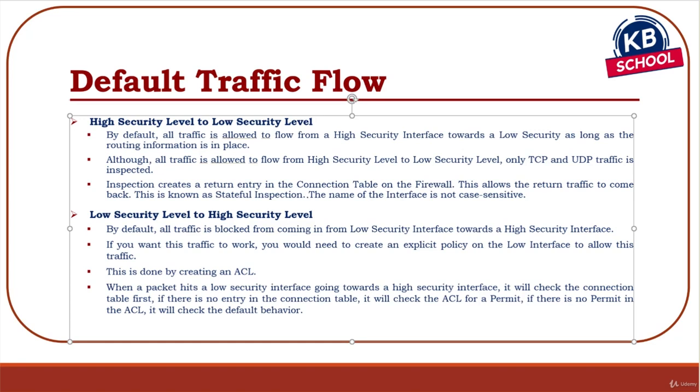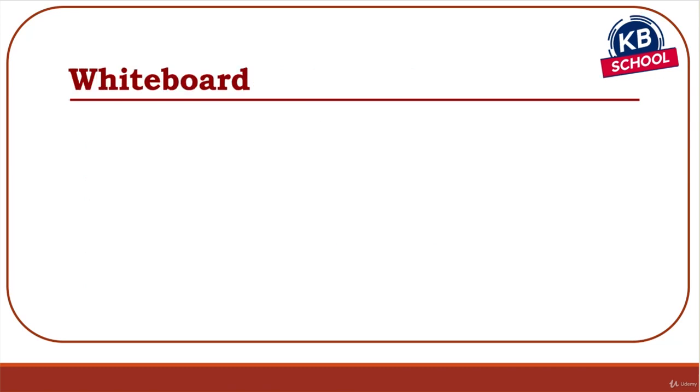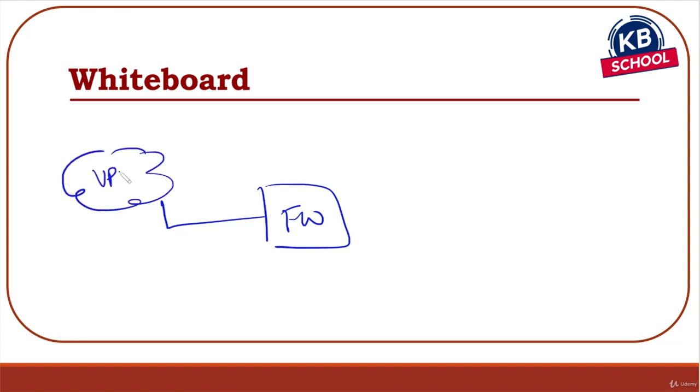The other thing that we also discussed earlier on was the same security interface. That's what I was trying to explain to you guys. If you are in a situation where you have two partner networks coming into your network and you don't want them to talk to each other. So if I have a firewall over here, I have a VPN connecting in from partner 1, so that they can access my DMZ servers over here. DMZ for my partners.